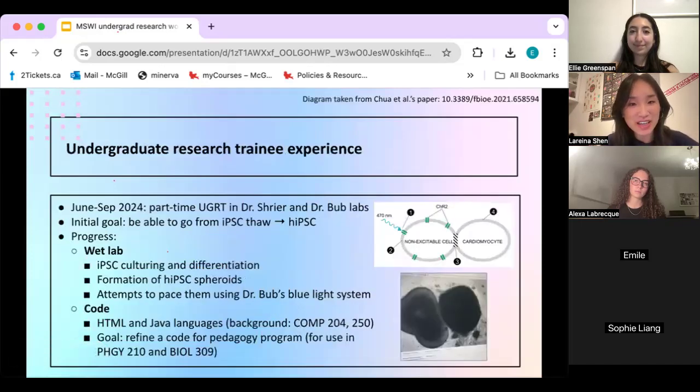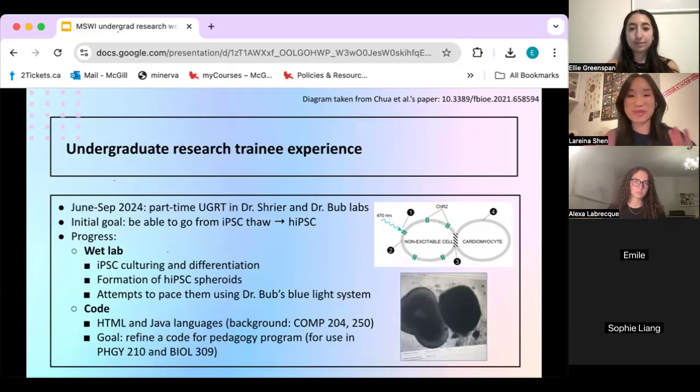And then come the summer, I became a paid undergraduate research trainee. Initially, the goal for me in the summer was to thaw pluripotent stem cells and then differentiate them into cardiomyocytes. But I ended up being able to do more than that. I did the culturing and differentiation, and then I was able to actually form spheroids.